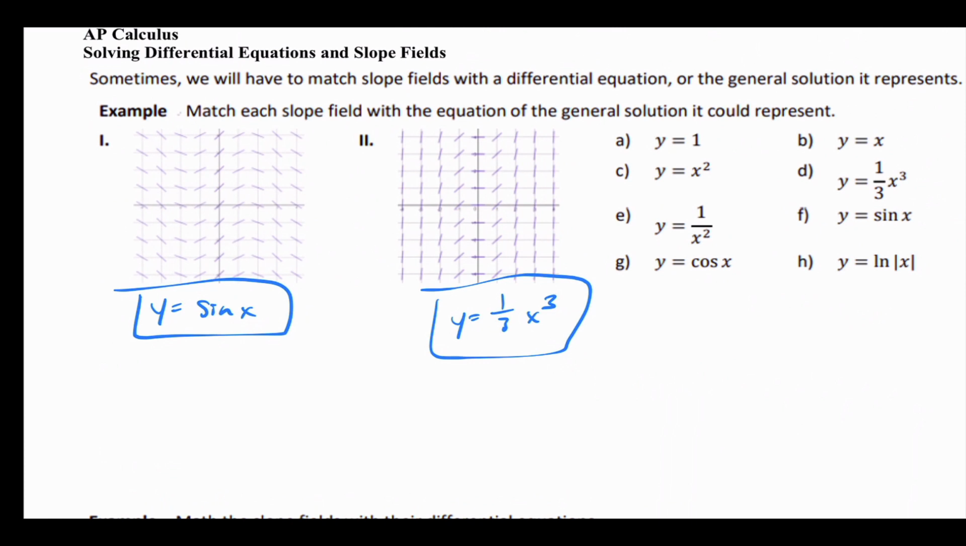Either way works. I just didn't want to take up time finding derivatives of all those. But like I said, if you need to, find derivatives of all of them and then plug in points and see if it works. That'll work. It's not the most efficient way, but hey, if it gets you the answer, that's all that matters.